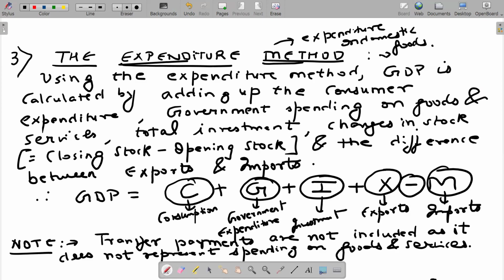Again, we do not include transfer payments because they do not correspond to expenditure on goods and services. Transfer payments are mere welfare payments. No good or service has been produced.